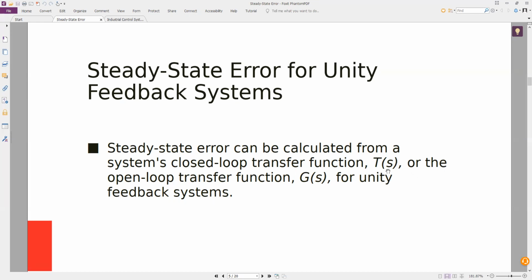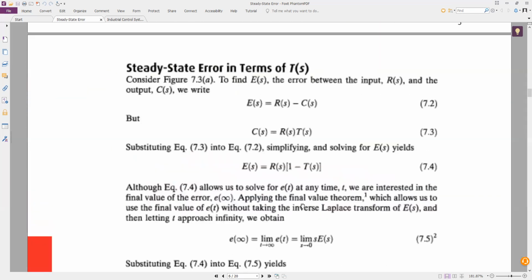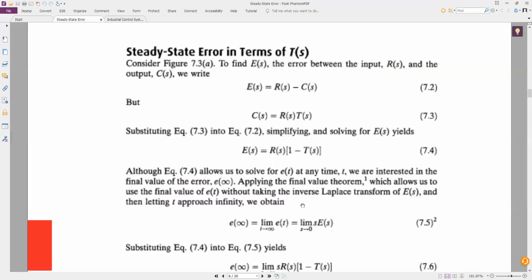So see, what is the closed loop transfer function? The closed loop transfer function is represented as T(s), and the open loop transfer function is represented as G(s). Okay, let's see the steady state error in terms of T(s).